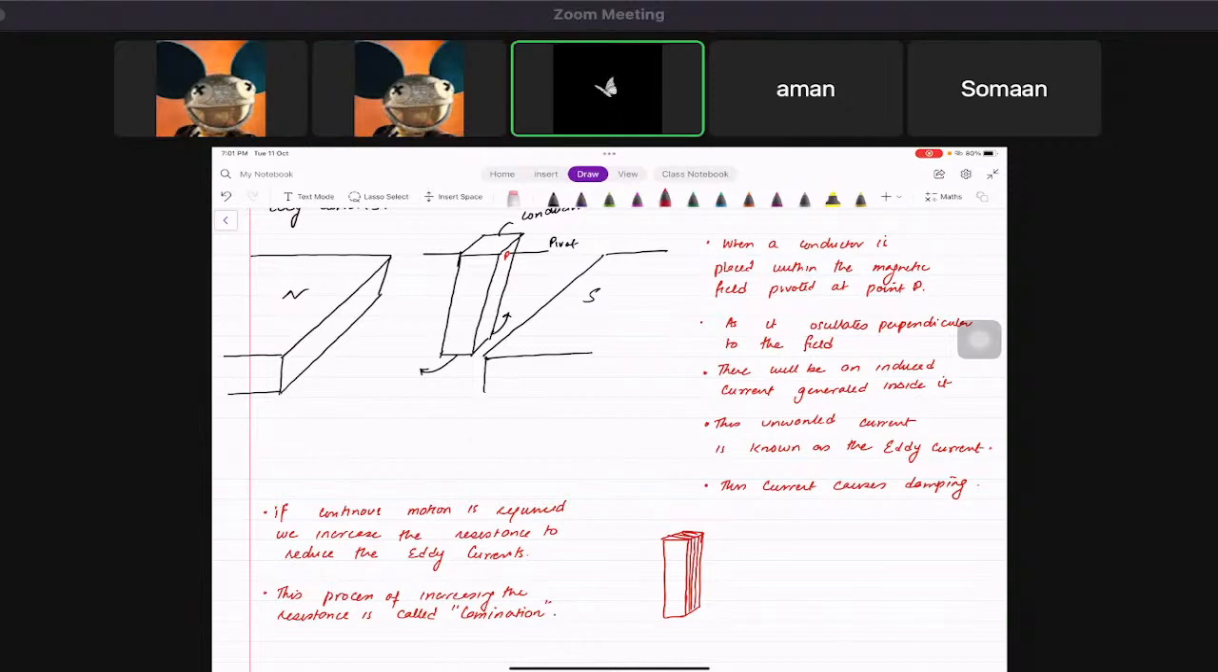Yes, sir. So what will happen is that it will increase the overall resistance. And if the resistance increases, then the current that is forming inside because of the induction reduces in size. Because the current is smaller, the opposing force will be smaller, and hence it will allow the conductor to oscillate for a very, very long period of time. Got my point? Yes, sir.